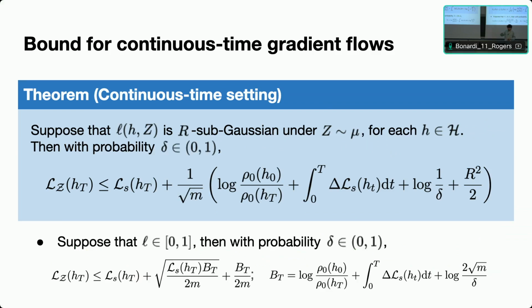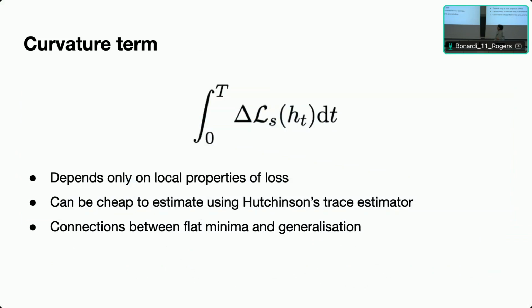And furthermore, you can get faster rates using these KL PAC-Bayes bounds. Move past that. So yeah, the main thing we've done is effectively bounded the generalization gap using this curvature term, which depends only on local properties of the loss and can be estimated using, like, a Hutchinson's trace estimator. But the nice thing about this is it also feeds into this folkloric connection between flat minima and generalization that Maxime just spoke about earlier on. So yeah, that's an exciting connection as well.